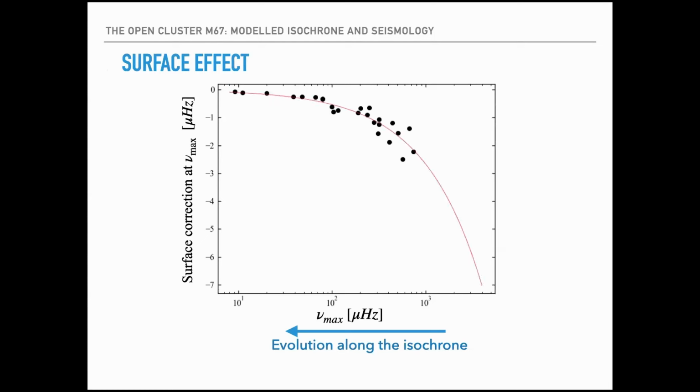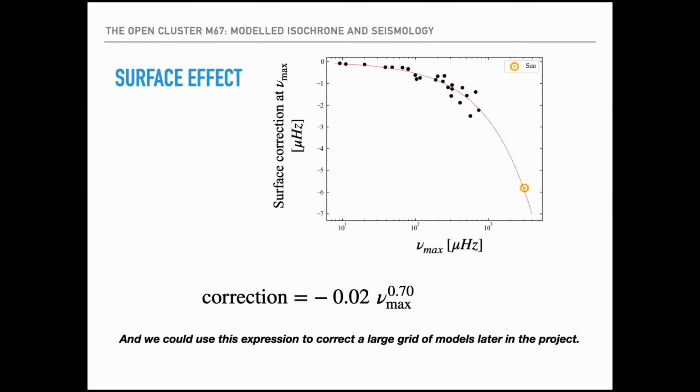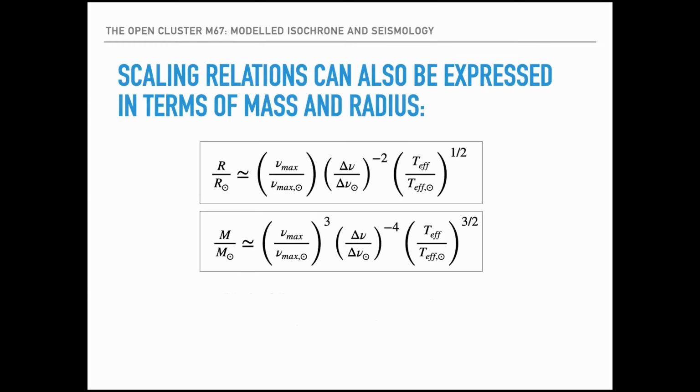So recovering the smoothness of this sample, we use a power law, and for comparison, we show the value for the sun. And we see that it goes right through the sun, which is a good confirmation that this is a good example for us. So now we have this expression which then we can use to correct a large grid of models for this project. Another thing we can do with these scaling relations is to express them as mass and radius.